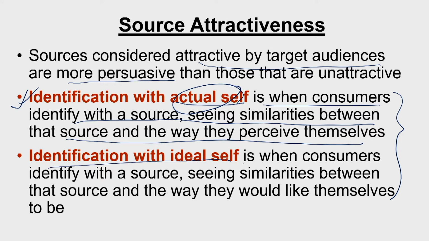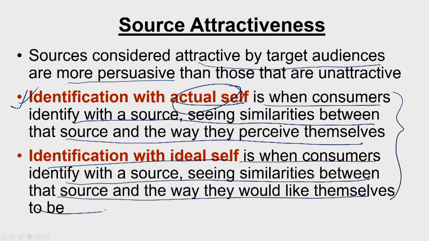Also, identification with ideal self is when consumers identify with sources, seeing similarities between sources and what they would like themselves to be. So, sometimes people like to be something else, something ideal. For example, let us say those ads in which people want to lose weight. If you show a gym ad with famous stars who have very well toned bodies and they advertise a gym, then people form attachment with these actors with very good body images, very nicely curved bodies.